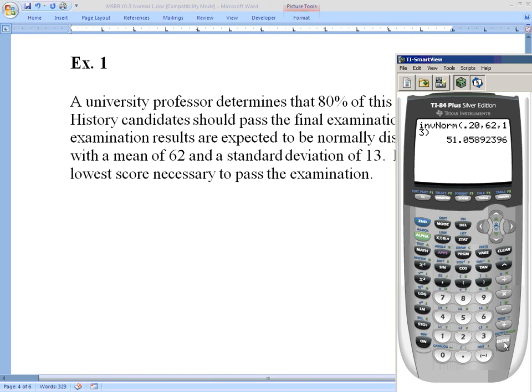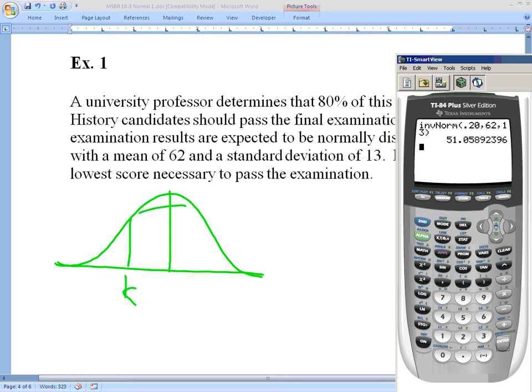If we go back to the picture that I had sketched earlier, again, we said that if this is the mean, my K value should be somewhere over here, so that I have 80% of the data to the right of it. And if the mean is 62, our K value certainly should be less than 62, and we do have a value that is less than 62, 51.1.